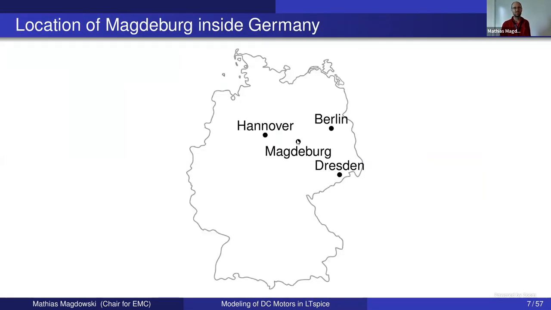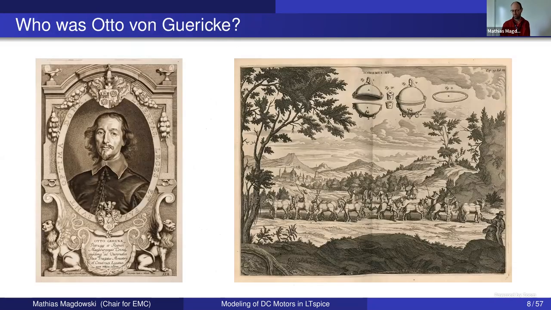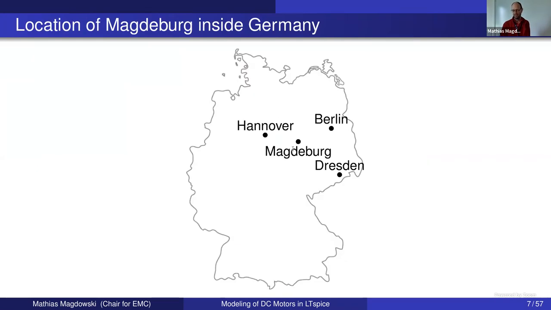If you don't know where Magdeburg is located, I always say somewhere in this triangle between Hanover, Berlin, most people should know, and Dresden, which are somehow tourist cities in Germany. So Magdeburg is 1.5 hours by train west or by car west of Berlin. So we are quite in the center of Germany, and it's also easy to reach several other destinations within Germany.